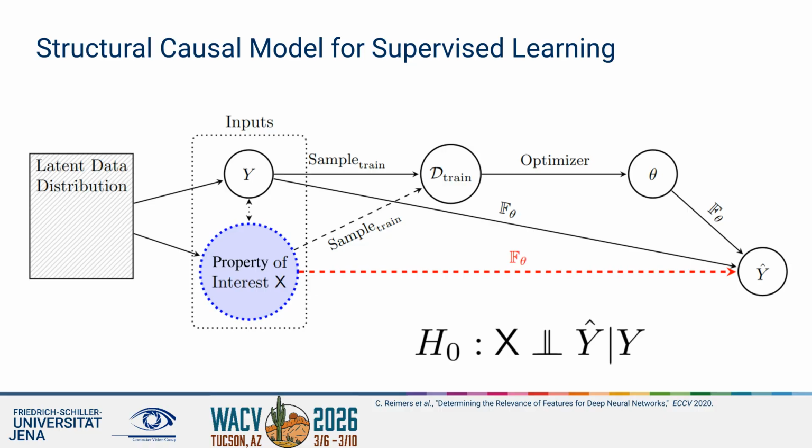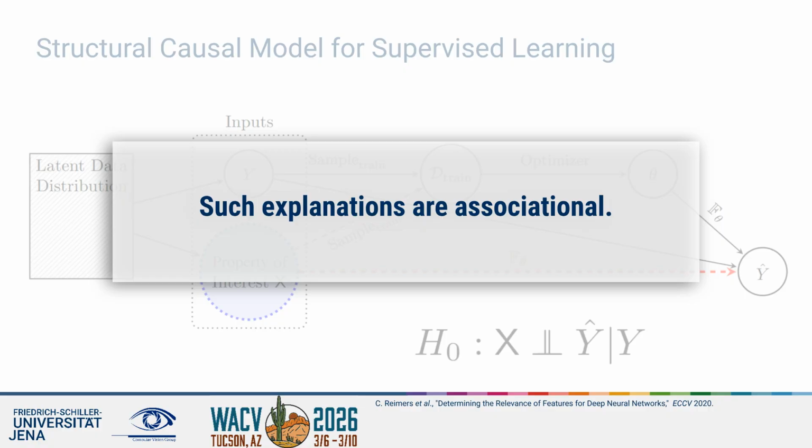Existing works study this on the global level by, in principle, testing for dependence between x and y hat. This can, for example, be an explicit CI test, or it can be something like training a classifier for concepts. However, such associational explanations cannot explain what happens if we actually intervene in a property, and this holds true also for the local level.